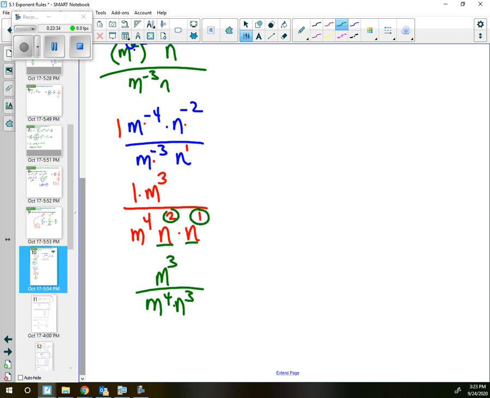Okay, last thing, take a look at dividing out common factors. M to the 3rd, m to the 4th. Where do you have more m's? On the bottom. How many more? 1. So that means I'm going to have an m to the 1st left on the bottom and an n cubed. And remember, there's a coefficient out front of each of these terms of a 1.